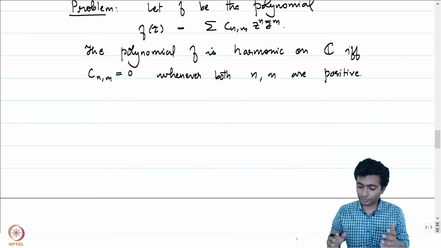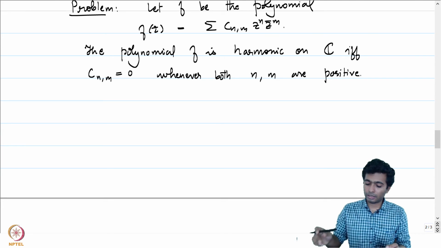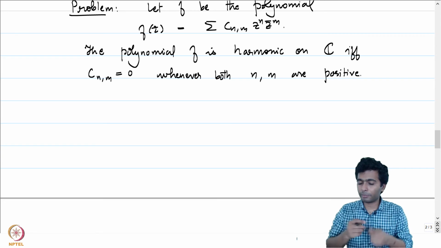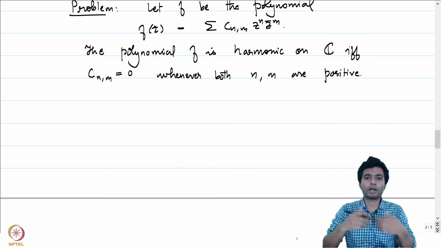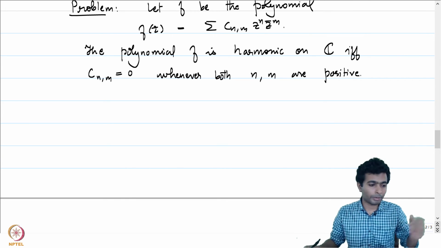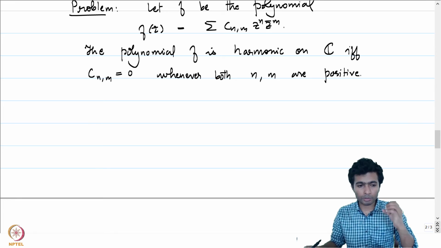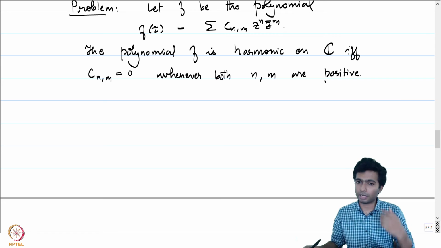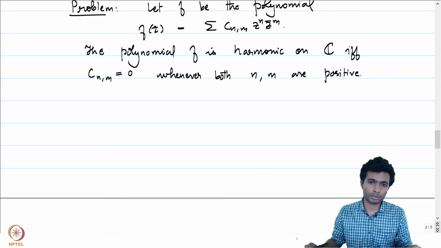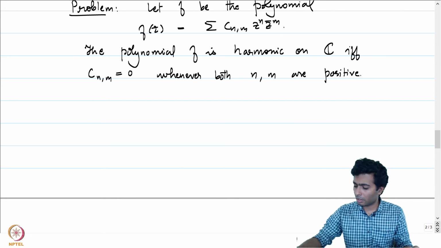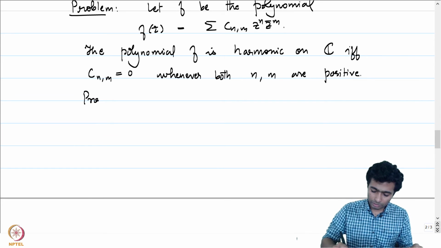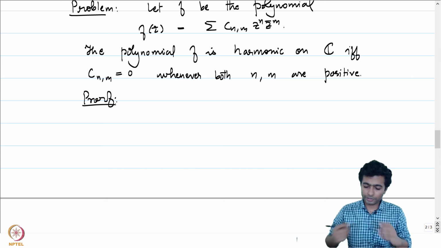The necessary and sufficient condition is that at least one of n and m should be 0. There cannot be terms of the type z², z̄³. There will be either a monomial with z^n featuring in it, or z̄^m featuring in it. All other terms should necessarily be equal to 0. Well, we have already done the hard work to prove this. So the proof is now going to be quite straightforward.